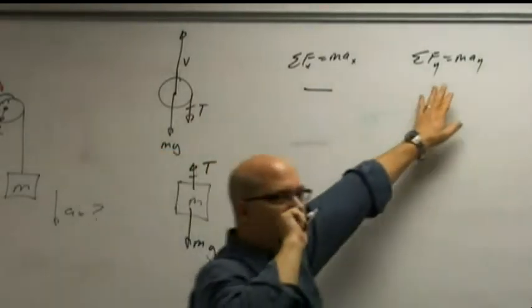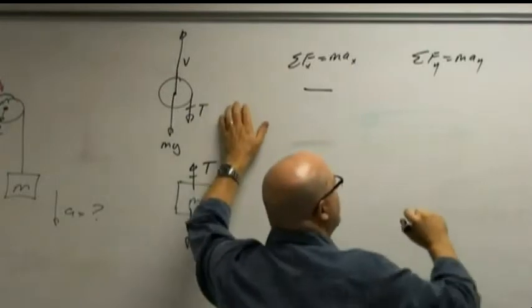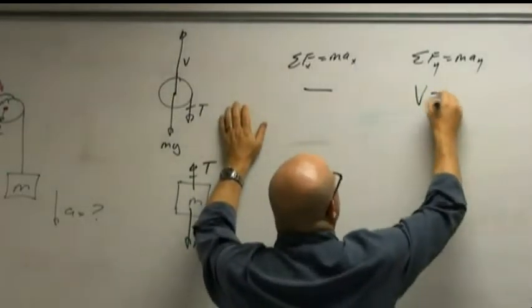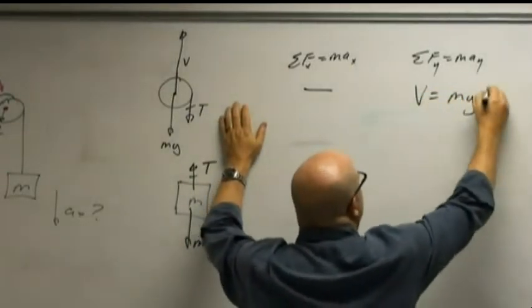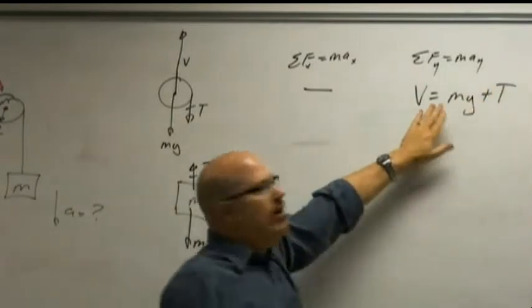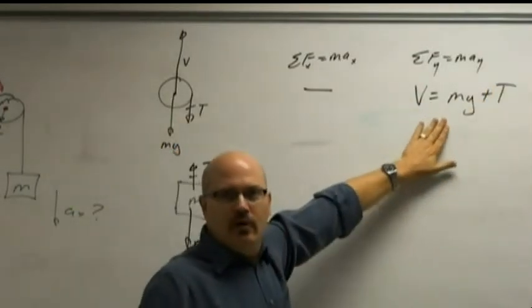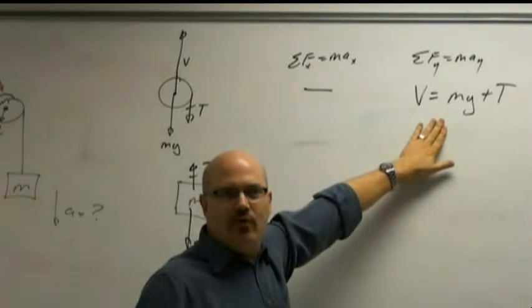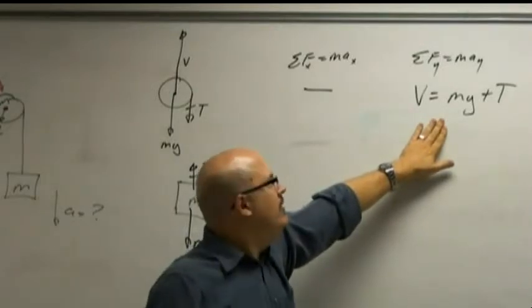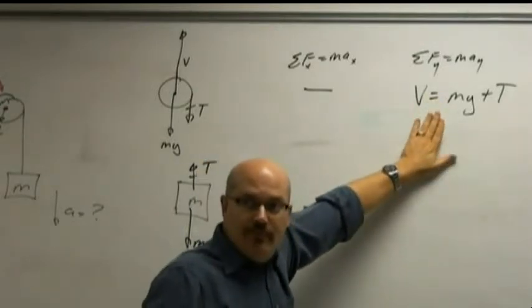Sum of the forces in the y. What's that look like for this one? V equals mg plus T. Now, why are we able to do that? Where did my acceleration go? Zero. We're assuming the pulley is not in free fall, right? It's stationary. So that's what we get.